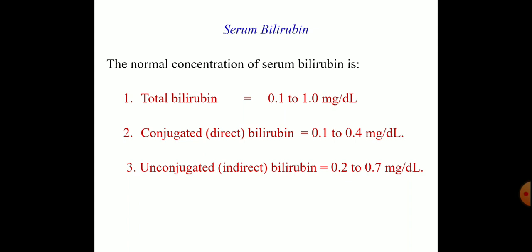In the case of unconjugated bilirubin, it does not react directly with diazotized sulfanilic acid, that is, Van den Bergh reagent. But in the presence of alcohol, unconjugated bilirubin reacts with diazotized sulfanilic acid or Van den Bergh reagent to form azobilirubin. Hence, it is called indirect bilirubin because it reacts with Van den Bergh reagent in the presence of alcohol.